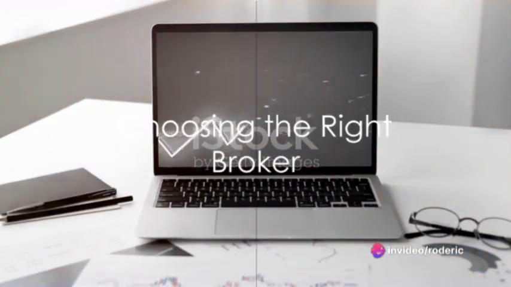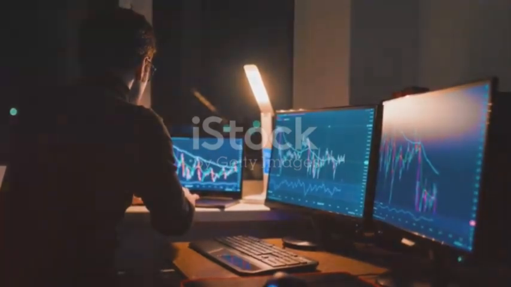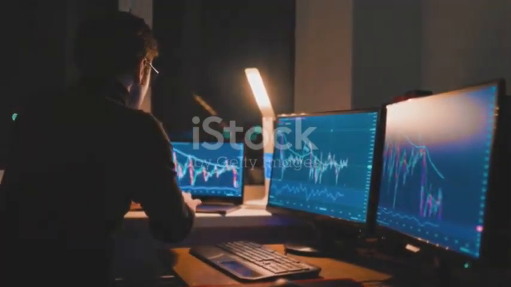Step 2 involves choosing the right broker. This is a critical step as a good broker provides a secure trading environment, advanced trading tools, and comprehensive education resources.